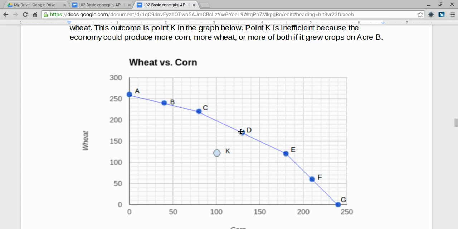We would obtain point D if we used half of acre B to grow wheat and half of it to grow corn. Since people want more corn and more wheat, D is better than K, which means K is inefficient. This example does assume that no benefits accrue to letting acre B lie fallow. That is, we're not worried about conservation. Using acre B to grow crops today doesn't affect its future productivity.